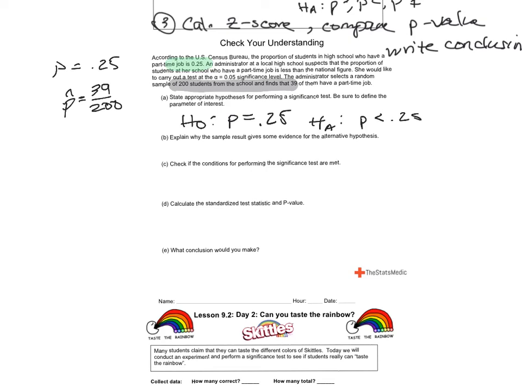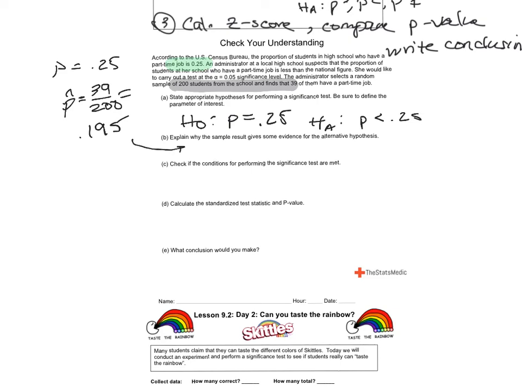Okay. Explain why the results give some evidence for the alternative hypothesis. Well, that is because p hat, which is 39 over 200, is actually equal to 0.195, and that is way less, in most people's minds, than 0.25. Okay. So that's the answer to part B.